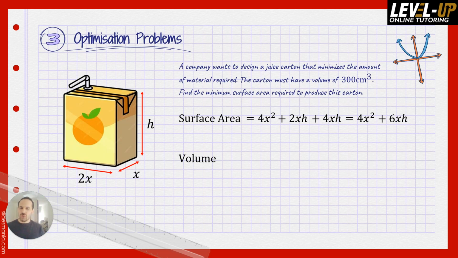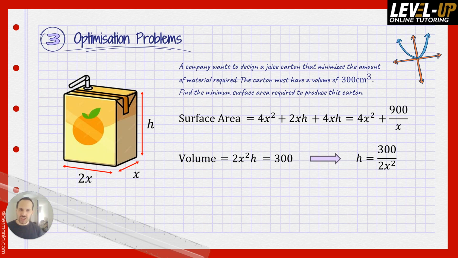The volume of a cuboid is relatively straightforward. It's going to be 2x times x times h, length times width times depth. And you'll see that will be 2x squared times h. And we know that has to equal 300. So what we can do here, if we rearrange that, is we've now got an expression for h in terms of x. And I'm going to take that and substitute it back into my expression for surface area. So 4x squared plus 6xh becomes now this.